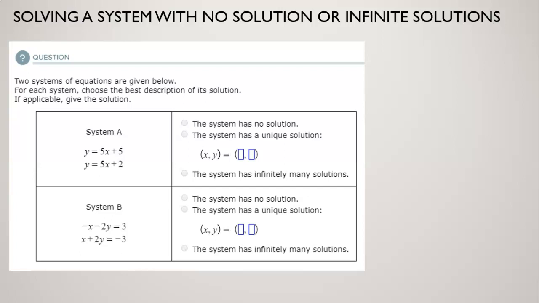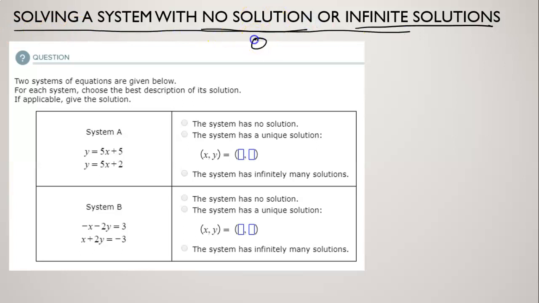All right, sometimes when you solve these algebraically, remember, a possible solution is no solution or infinite solutions. So I want you to start a new topic, solving a system with no solution or infinite solutions. And it's okay to abbreviate the no solution and the infinite solution in your heading. You just want to be able to go back and find this later for yourself. So what we've got is 2 systems of equations. For each system, we're going to choose the best description of its solution.